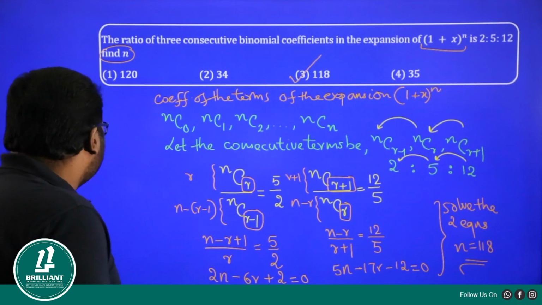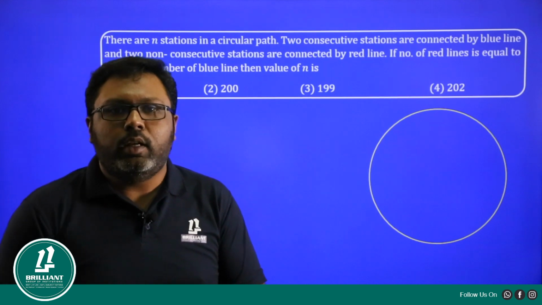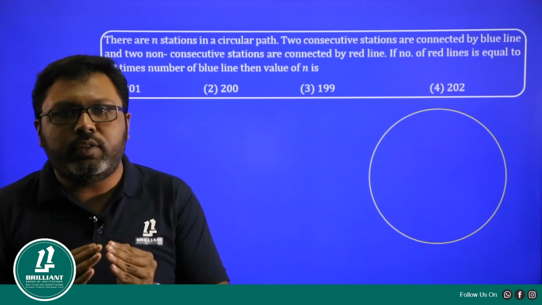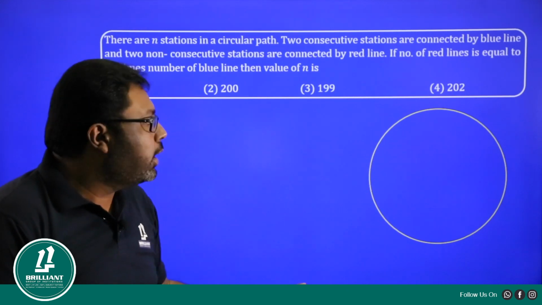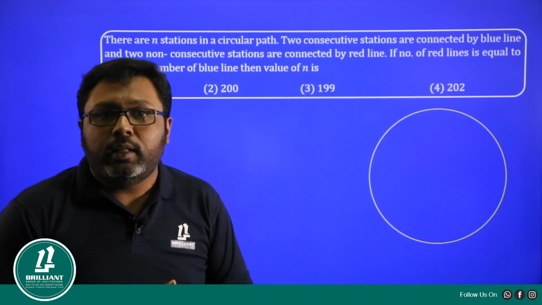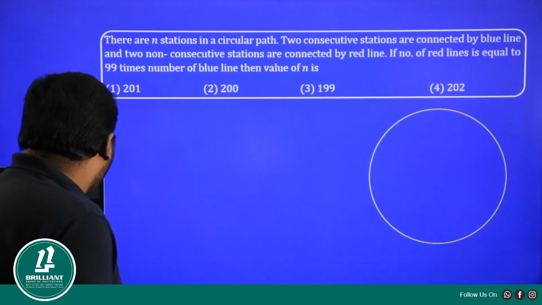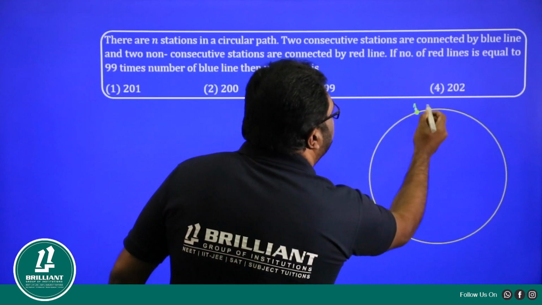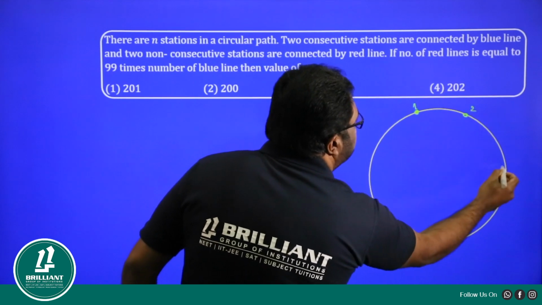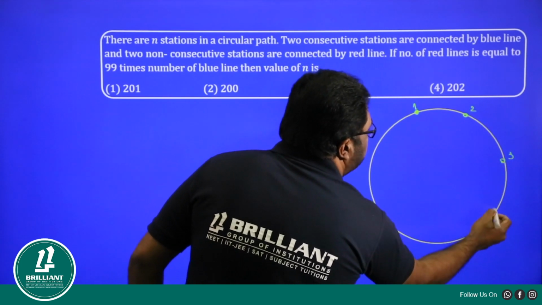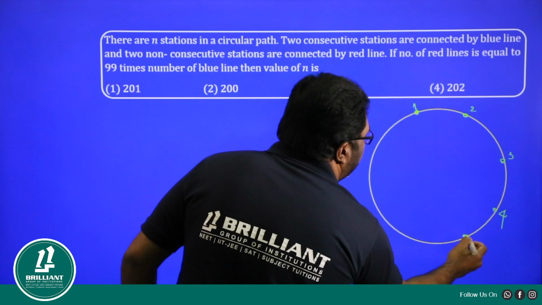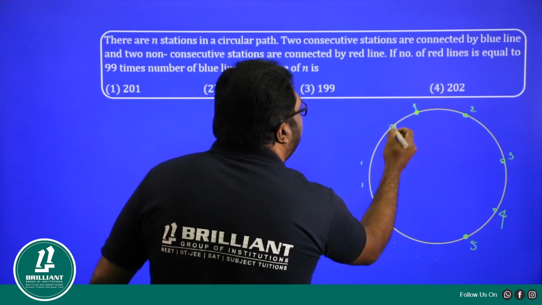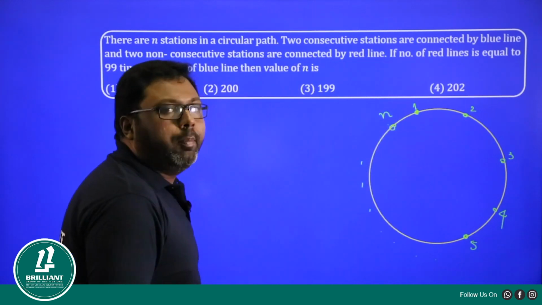Now, the next question. The question is so clear. They're giving you that there are n stations in a circular path. Can you see it's a circular path? Yes, there are n stations. So let me mark the n stations now for you. The first station may be over here, the second station over here, the third station over here, and fourth station is over here, fifth is over here, and so on. You can see that there are n stations in the circular path.